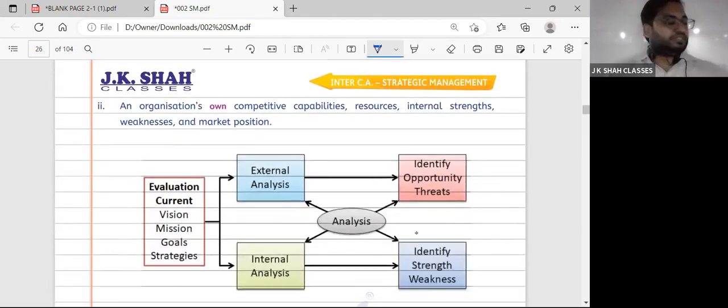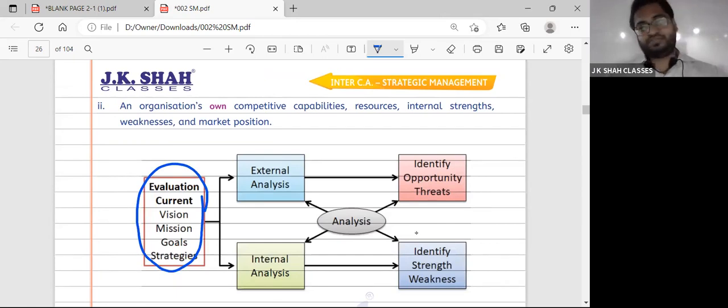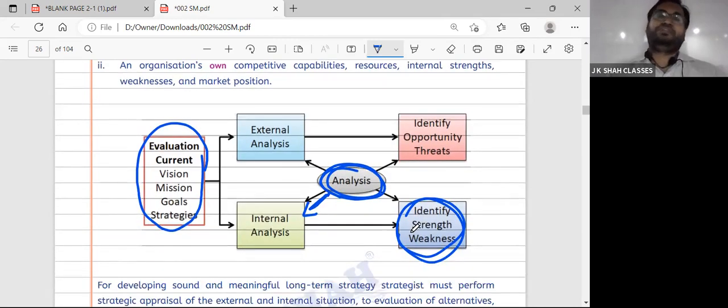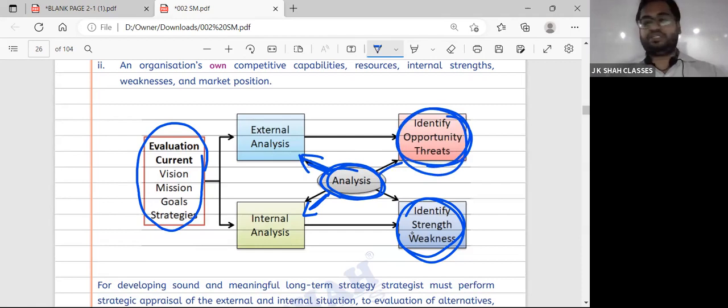Now look at this. The first thing that you should be aware of is your vision, mission, goals, objectives, right? After that, what we will do? Analysis. Internal analysis will lead to identification of strengths and weakness. External will result into identifying opportunities and threats.